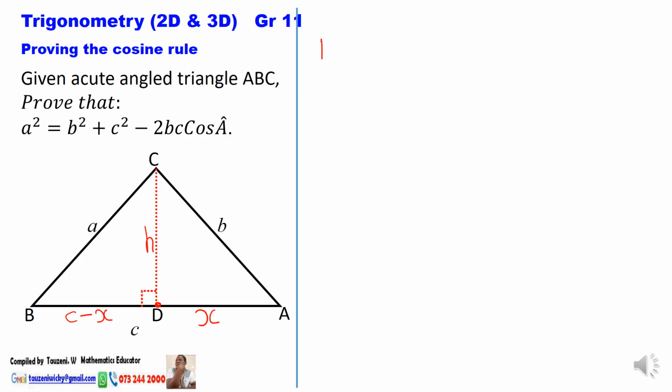We can begin the proof of this theorem. The proof is done using the theorem of Pythagoras. So you have to use two right-angled triangles. And the right-angled triangles are the ones that you have created by constructing the perpendicular height of the triangle.